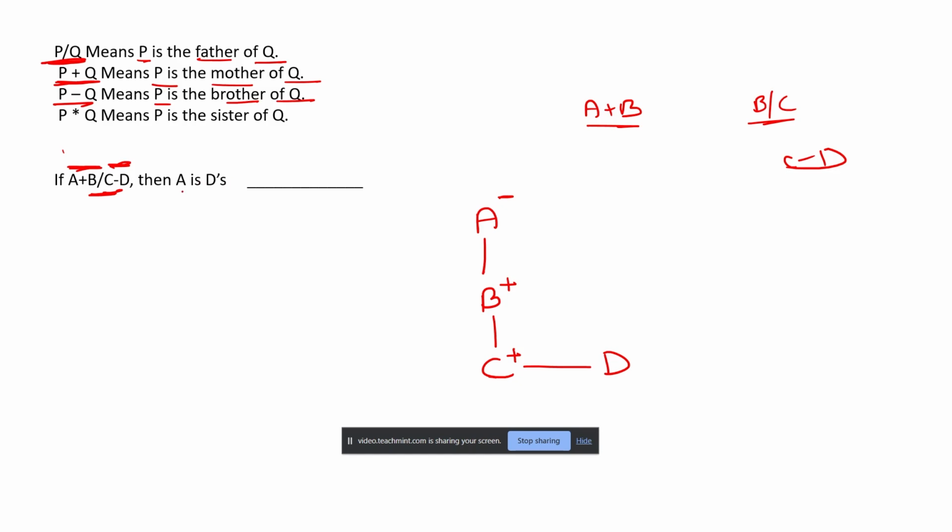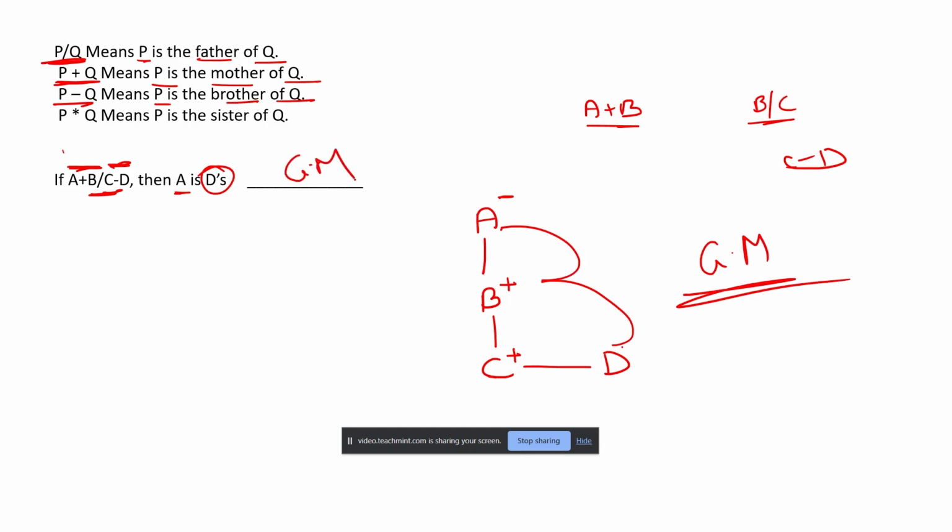Now he's asking, how is A related to D? If you see from D's point of view, A is your father's mother. Father's mother, we are going to call her grandmother. I will just repeat once again.